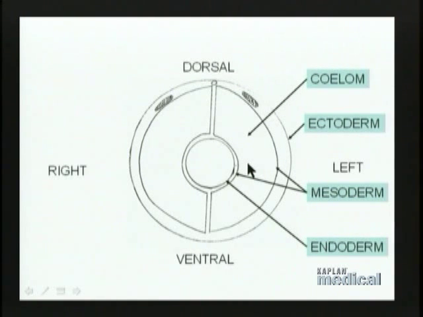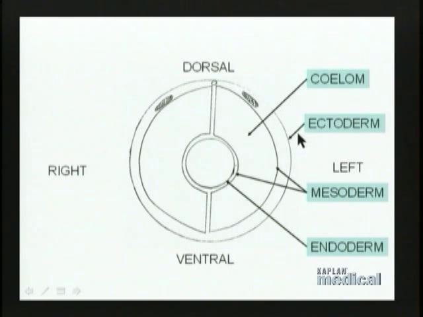And we already talked about how the coelom is what will give rise to all of the adult body cavities: the pleural cavity, the pericardial cavity, and the peritoneal cavity. So now that we're in the abdomen, the coelom will become the peritoneal cavity.